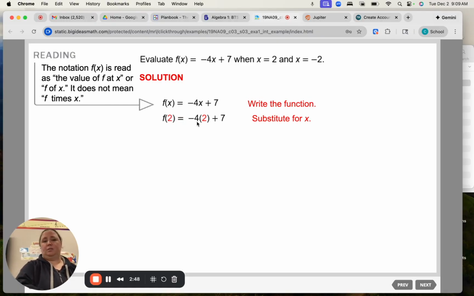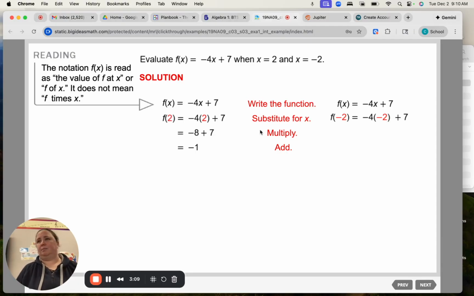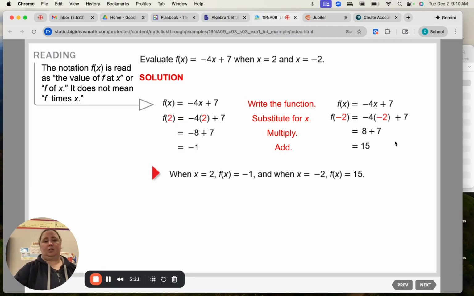So now we're going to simplify this. What's negative 4 times 2? Negative 8 plus 7? Negative 1. So f of 2 equals negative 1. Now let's do the other value. We're going to plug in negative 2 in the same spots. And remember, the stuff in front of it is just a label. So now we do negative 4 times negative 2, which is 8. Positive 8 plus 7? 15. So when x equals 2, f of x equals negative 1. And when x equals negative 2, f of x equals 15.